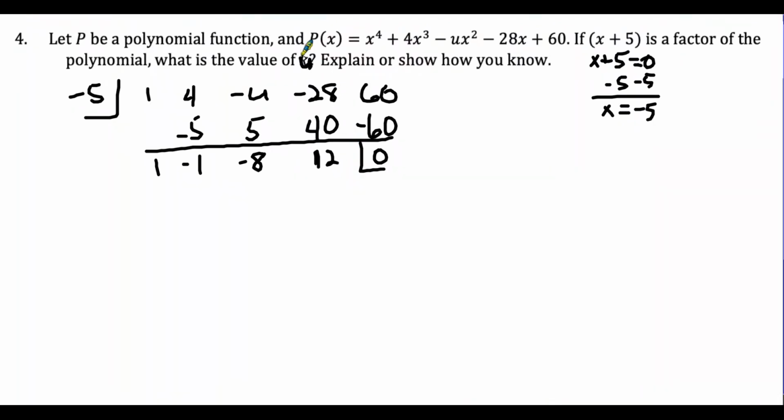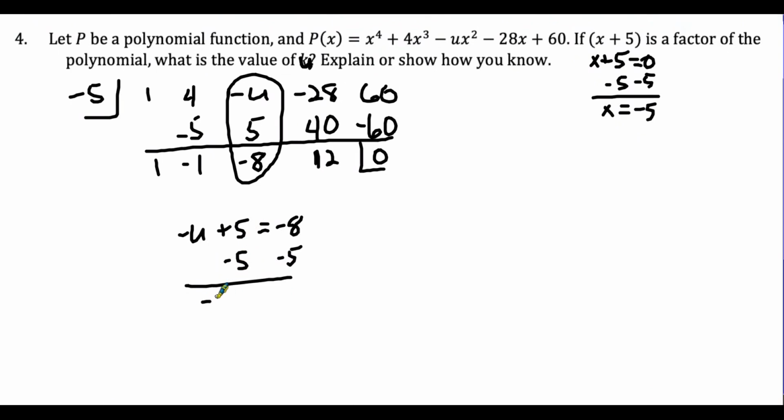So to figure out what u is then, I can just look here in this little column, and I can create a small equation. This would just be -u plus 5 equals -8, and then I can solve this for u. So I can start by subtracting the 5 over, and I would get -u equals -13. So then technically I need to get rid of that negative sign and divide by -1. So I get that u would have to be 13.